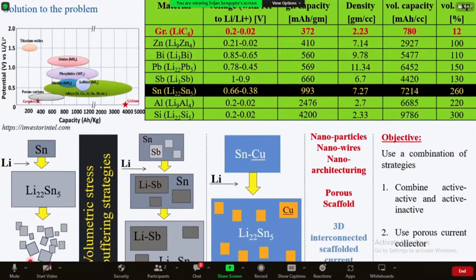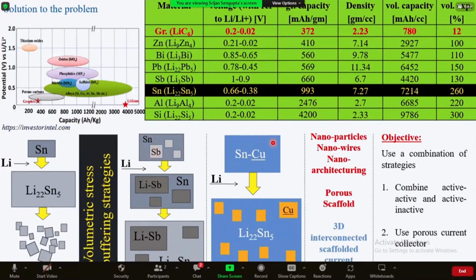We call that some active strategy. That means you don't take one material, you take a combination of two materials. Both of them are active towards lithium. So at different voltage plateaus or different voltage potentials, they will be expanding, and so the rate of expansion you can resist to some extent.